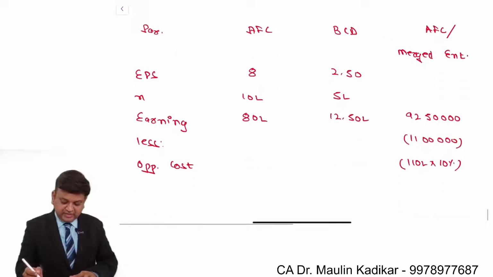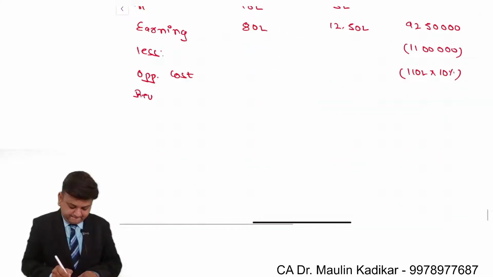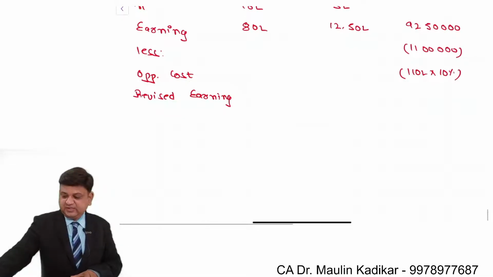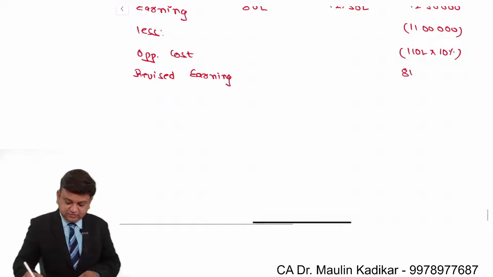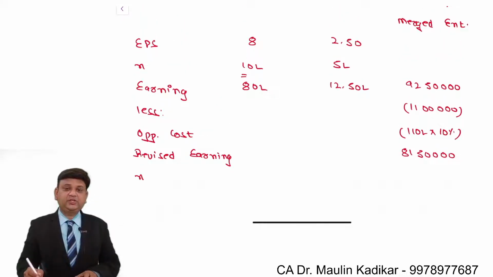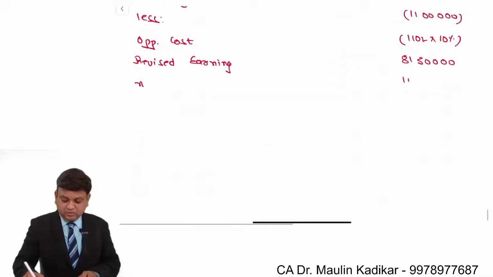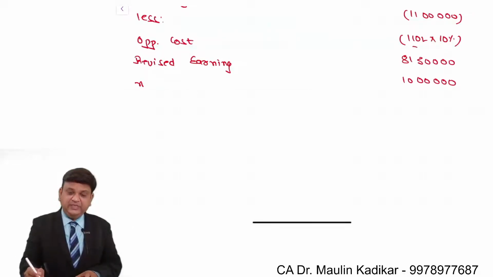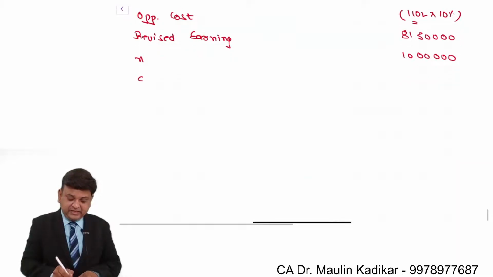Okay. So we get the revised earning. As far as the revised earning is concerned, 92.5 lakh minus 11, that is 81 lakh 50,000. Okay. Number of equity shares. Dear students, we understand number of equity shares of AFC Limited post acquisition will remain the same, 10 lakhs. Why? The reason behind that is very simple, because we have paid cash consideration to BCD Ltd. So we get EPS. It is 8 rupee 15 paise.